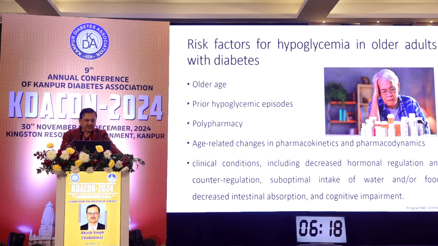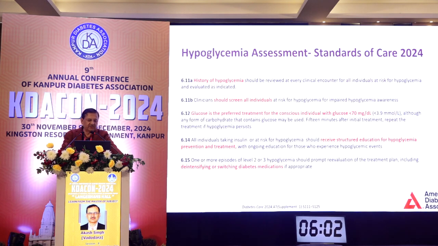Old age, prior hypoglycemic episodes, polypharmacy, age-related changes in pharmacokinetics and pharmacodynamics, clinical conditions including decreased hormone regulation and counter-regulation, suboptimal intake of water or food, decreased intestinal absorption, cognitive impairment, and liver and kidney dysfunction, everything contributes to hypoglycemia. Therefore, the ADA Standards of Care 2024 has said that every patient who comes should have a history of hypoglycemia taken, and all individuals should be screened for hypoglycemia.